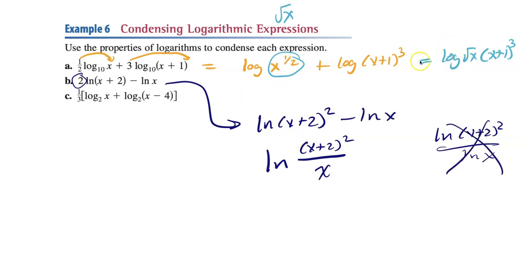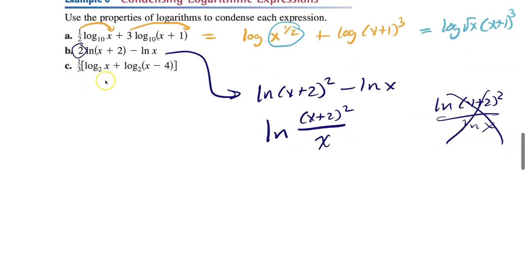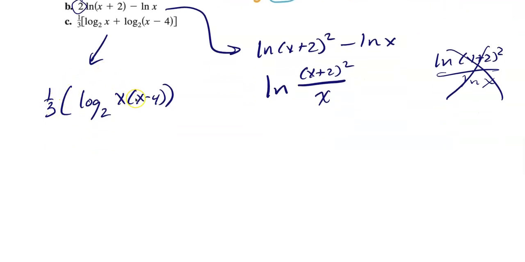Same thing we got here. So this one has all this mess. I'm going to work the outer operation, work the inside first. So this is a plus sign, so we're going to multiply. I'm going to have a 1/3 on the outside, and I'm going to have log base 2 of x times x minus 4. Like that. Just for the sake of the 1/3, let me simplify this real quick.